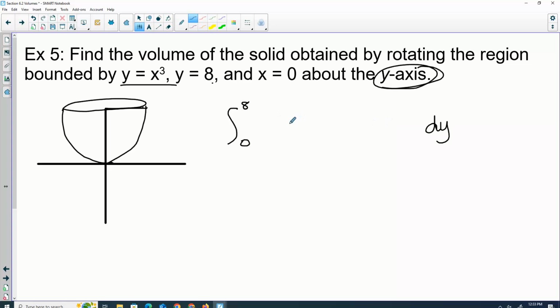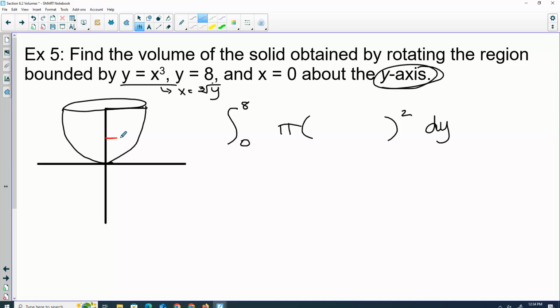That means my equation, pi times the radius squared, has to be in terms of y. All of your variables have to match. So if y is x cubed, how would you solve for that? That means x is the cube root of y, because I want y to be my variable.